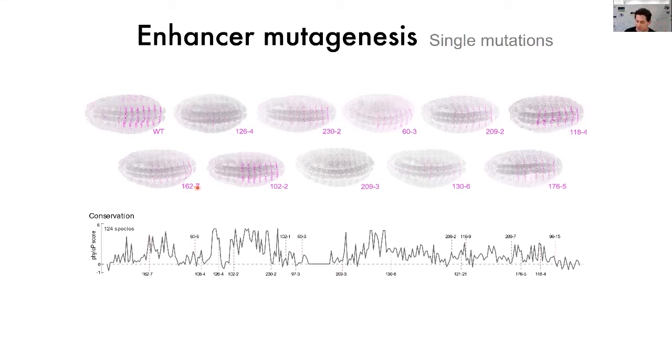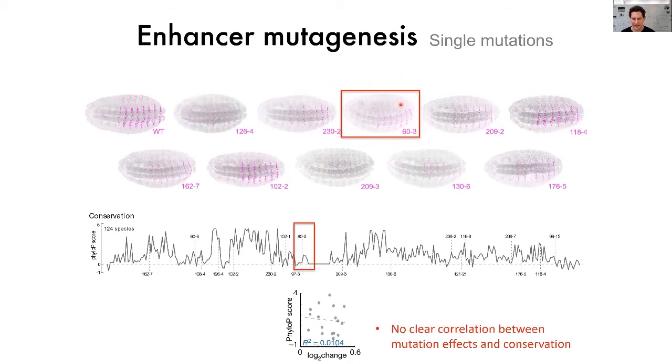However, there are some that are much more perplexing for us, such as this individual region here, this line 60-3, where you can see this mutation is actually not in the sequence that's well conserved. And yet, when we look at its change of expression, you can see it dramatically decreases. And we could actually extend this across the entire data set, where we look at the conservation score, relate that to change of expression, and what we found is there's really no clear correlation between mutational effects and conservation.